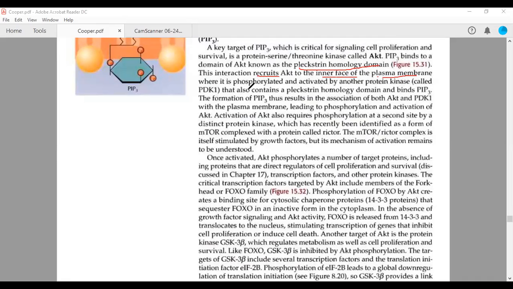There it is phosphorylated. So this protein kinase B is first phosphorylated over its residue, activated by another protein kinase called PDK1. This particular kinase will come and phosphorylate the AKT or protein kinase B. Then this AKT or protein kinase B, which contains a pleckstrin homology domain, binds to PIP3. Formation of PIP3 thus results in the association of both AKT and PDK1. Okay.